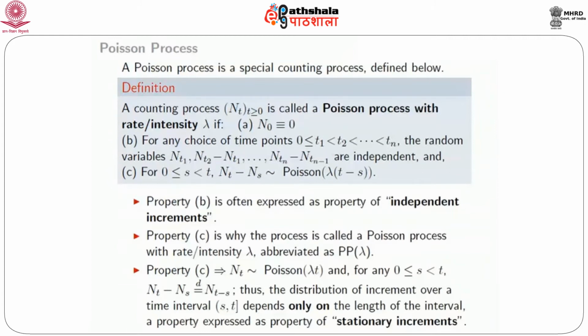So the distribution of N_t minus N_s is the same as the distribution of N_{t-s}. What it says is that the distribution of the increment over a time interval (s, t] really depends only on the length of the interval, and does not depend on where it's located. So this property is often expressed as the property of stationary increments.